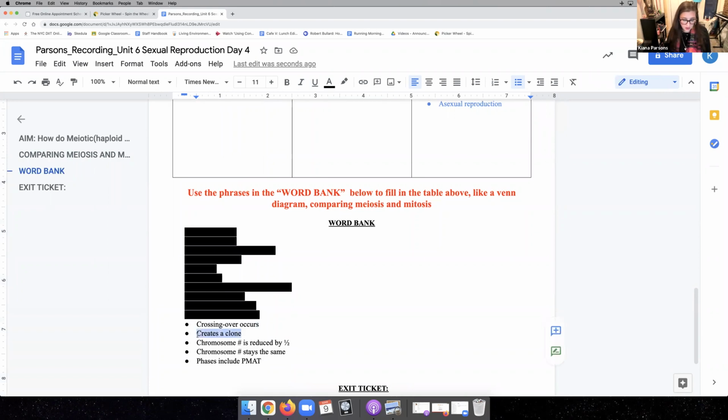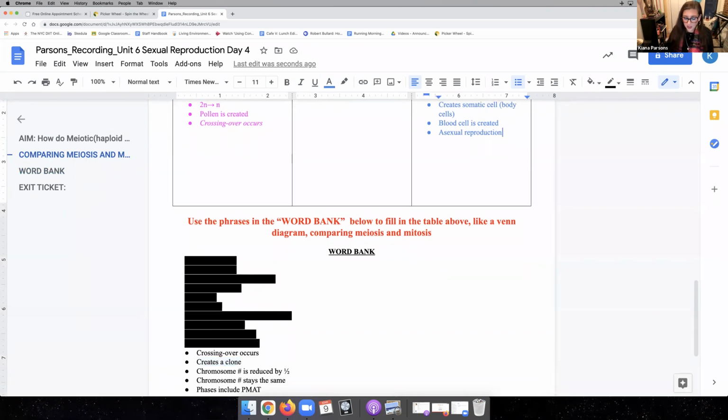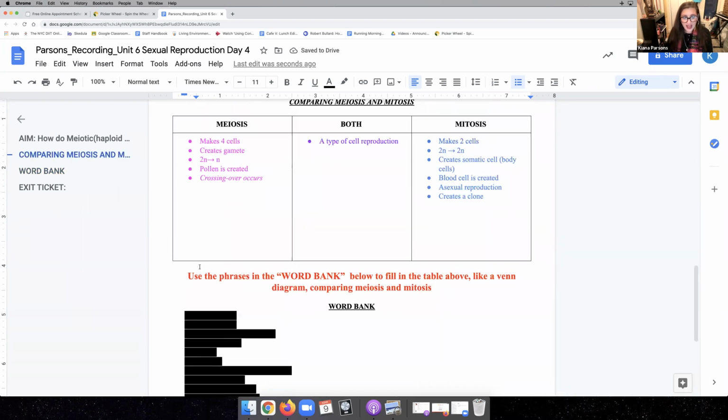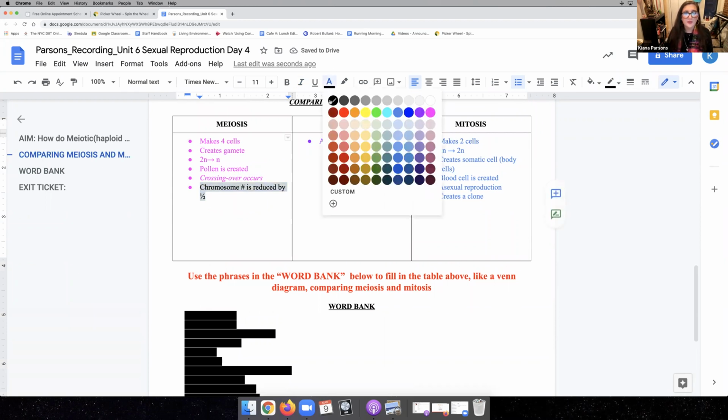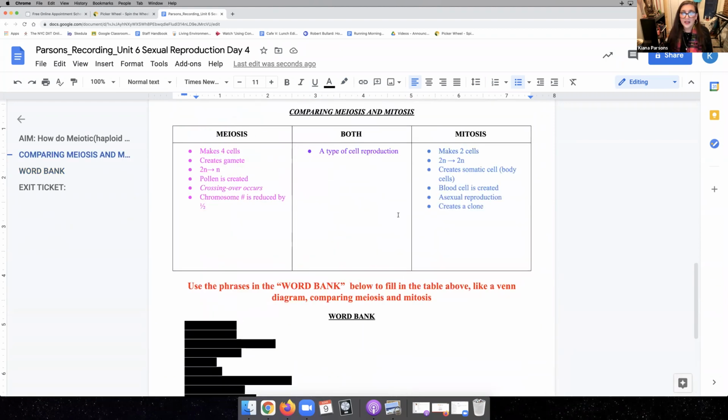Creates a clone. Why, of course. That's asexual reproduction. That's mitosis. That's identical, right? Clones are identical to the parents or to the original. Chromosome number is reduced by half. That's how we get haploid cells that have half. That's meiosis. Chromosome number stays the same. That's mitosis.